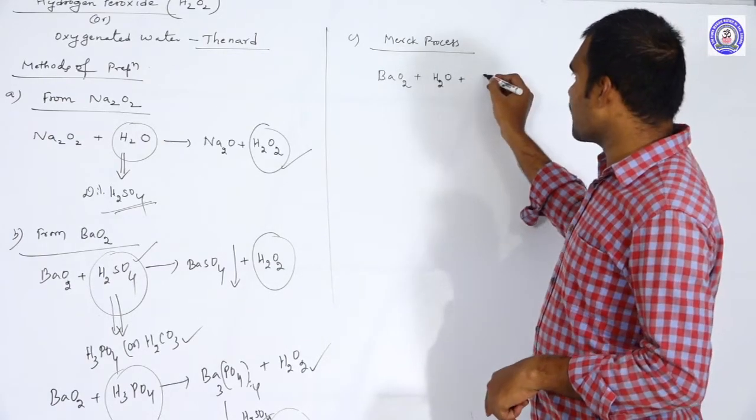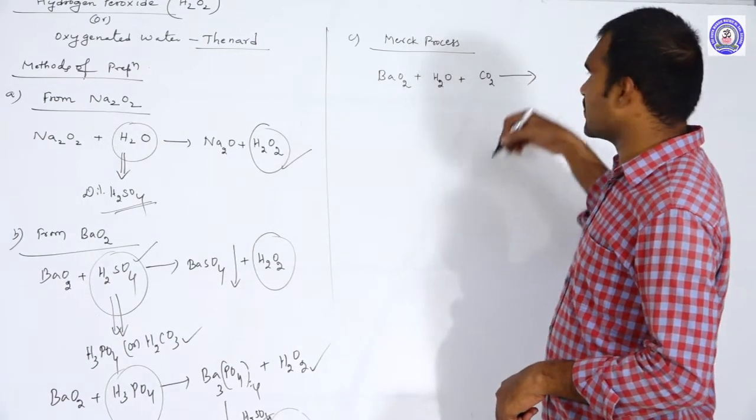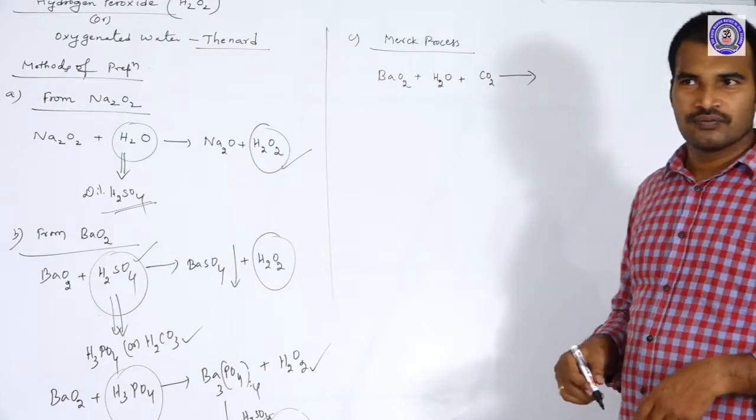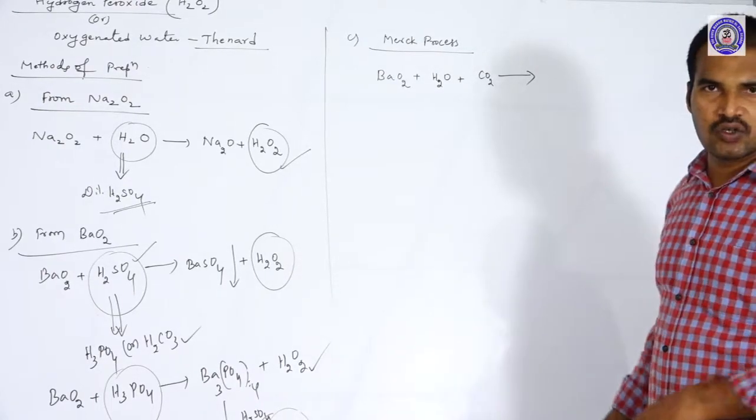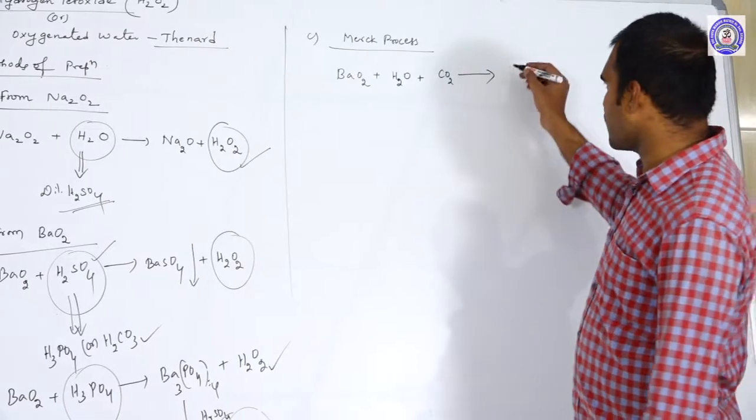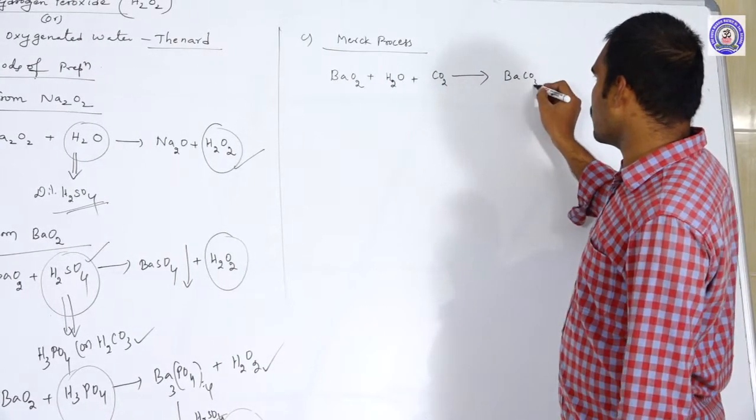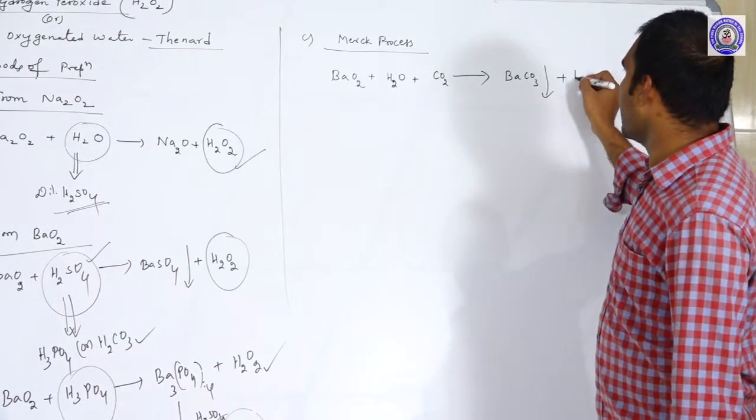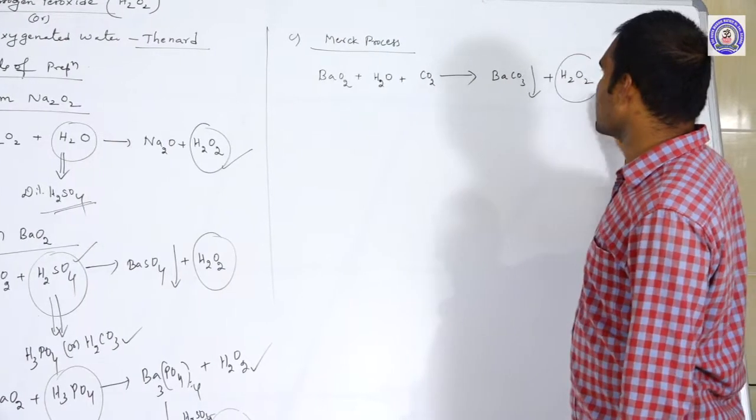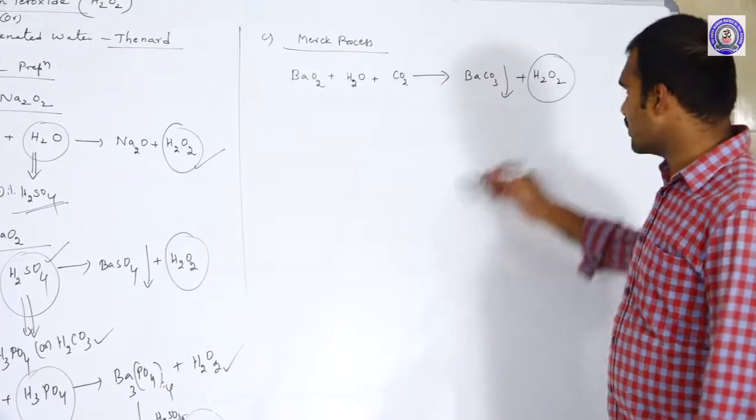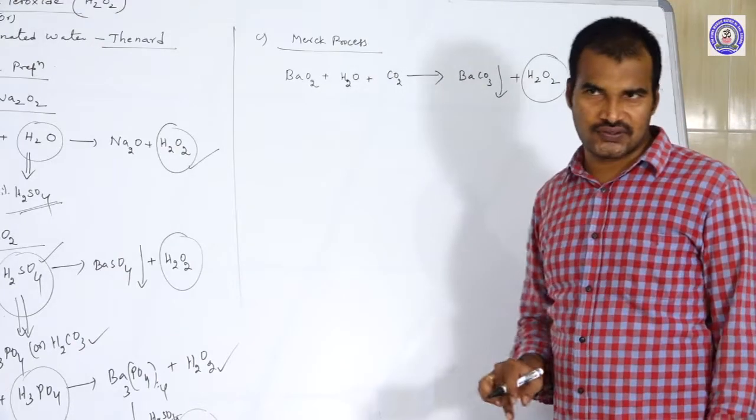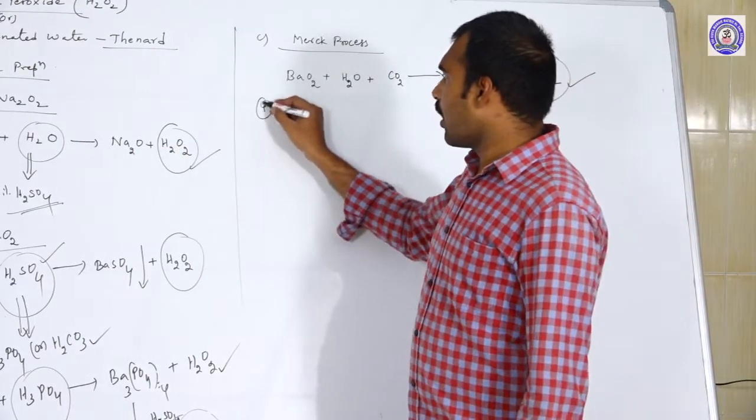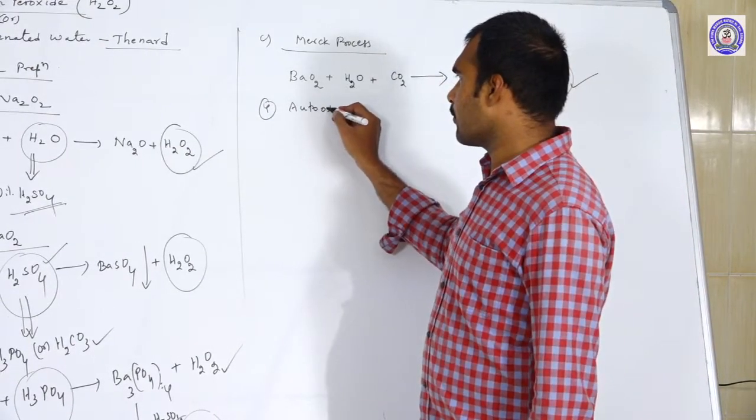Into this pasty product you send CO2 gas. When you send the CO2 gas onto the surface of the pasty mass of barium peroxide, we get BaCO3 as a precipitate and H2O2 is produced as the main product. This is what we call the Merck process.